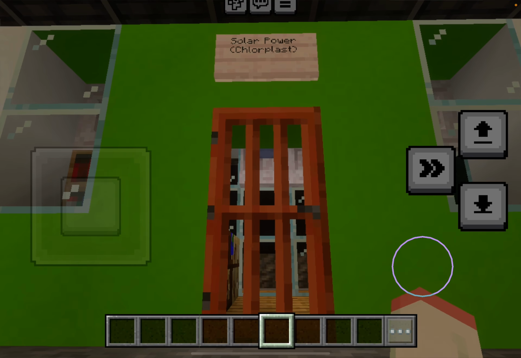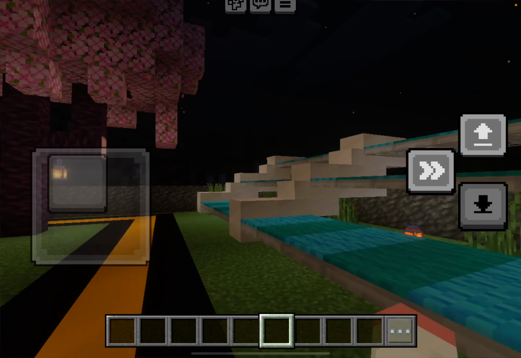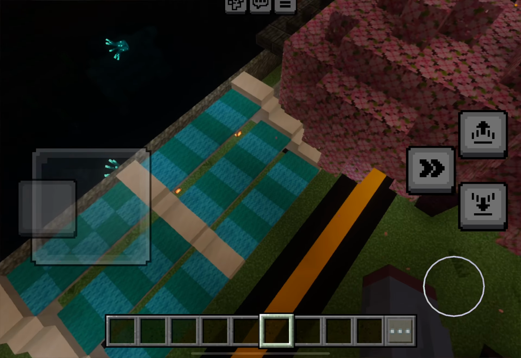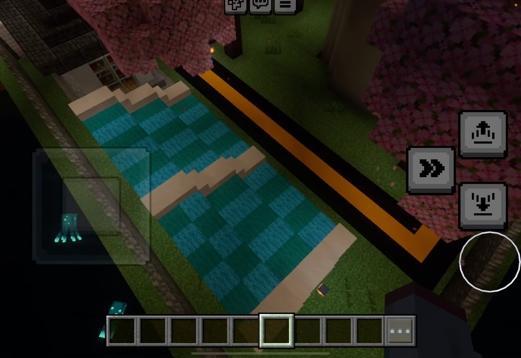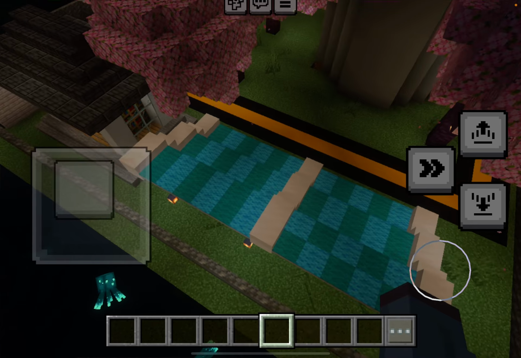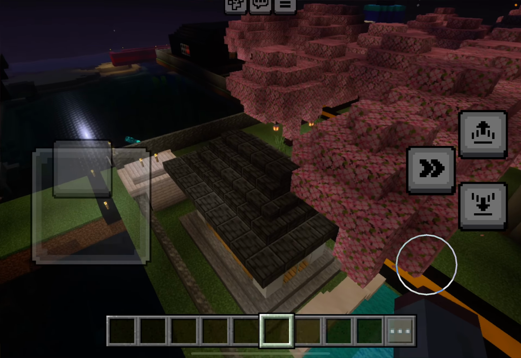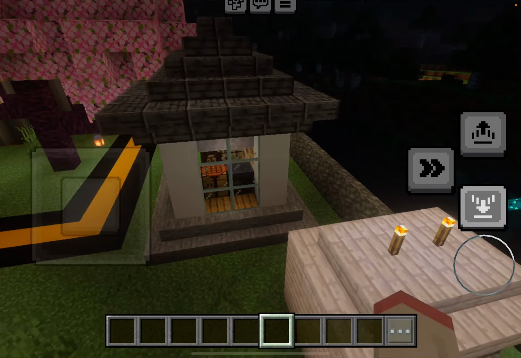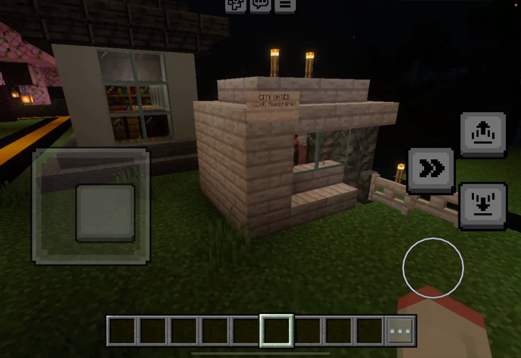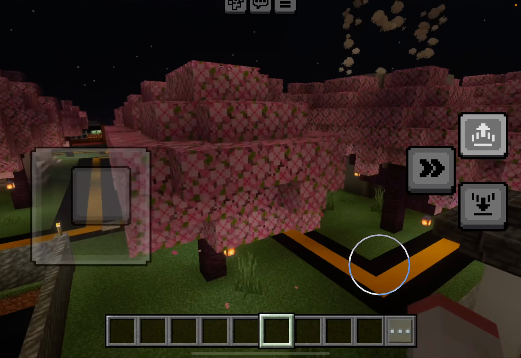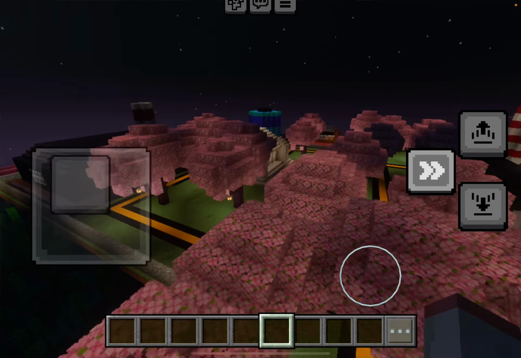Right here's the solar power or the chloroplast, and this is like a solar farm. It's like giving power, and like photosynthesis. It helps the plant with photosynthesis. Also, the city gates, an example of this would be like a security checkpoint or TSA at an airport.